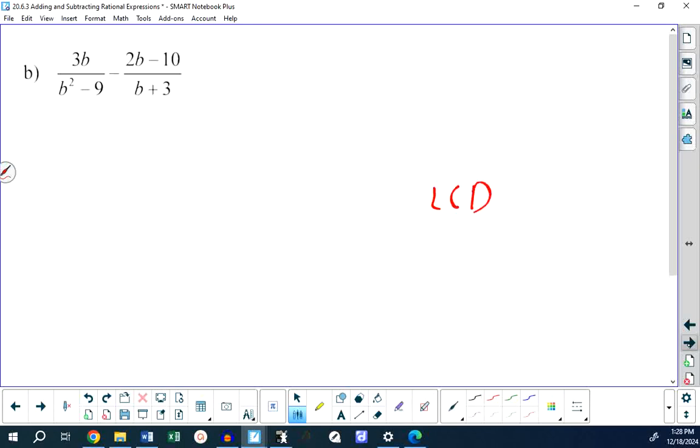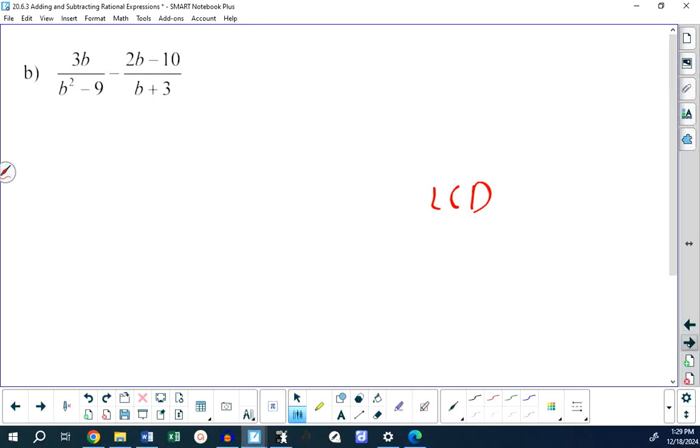Who wants to take a stab at what the lowest common denominator is? Colin, do you know? B squared minus 9. It is b squared minus 9. And many of us will look at that and go, well, why is it b squared minus 9? Because many of us don't remember to factor things first. You need to factor things. And one way or another, Colin, whether you factored b squared minus 9 or not, you knew b squared minus 9 was b plus 3, b minus 3, right?